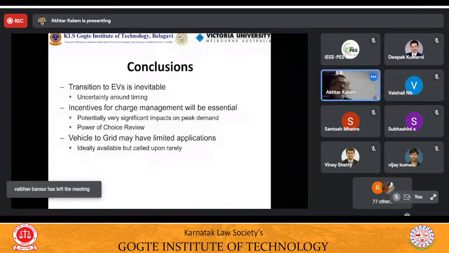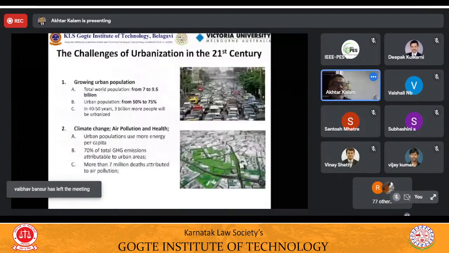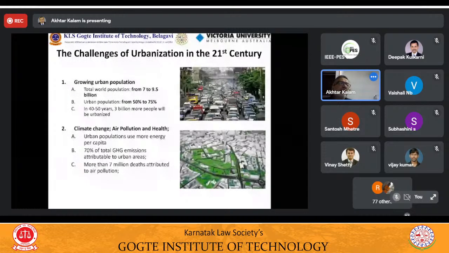Now, I would like to talk about more. I mean, I haven't finished the last two topics. And my last two topics are the challenges, especially the 21st century challenges. Remember, most of us are living in urbanized areas, and the urban population is booming. It is not the rural population. The rural population is going down, and everyone wants to move to big cities.